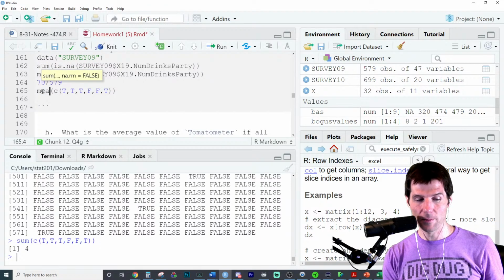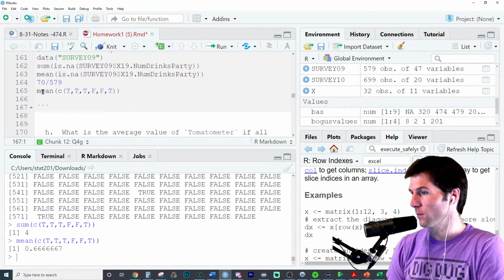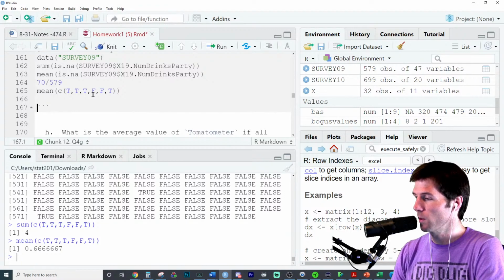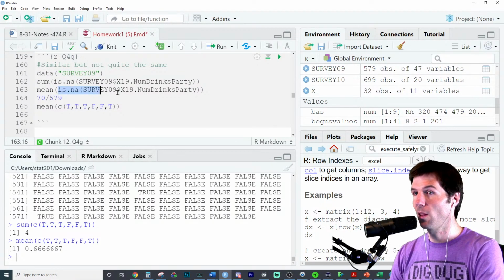Great job, Abby. And then the mean would tell me the percent of the trues, which is going to be 66%, because it's 2/3, or 4/6, since there are 6 observations and 4 trues. So this tells me the percent of the trues, and you can do this for any logical vector.